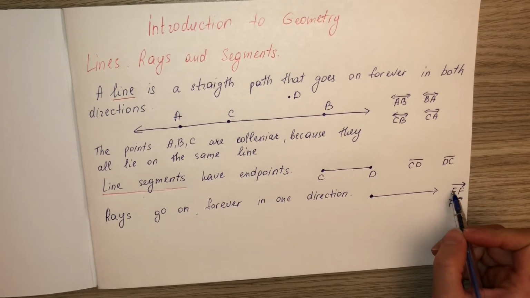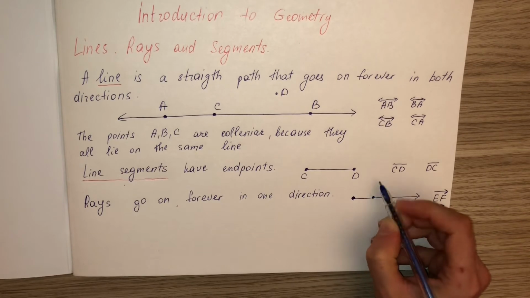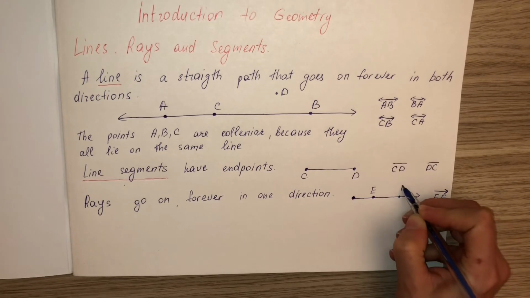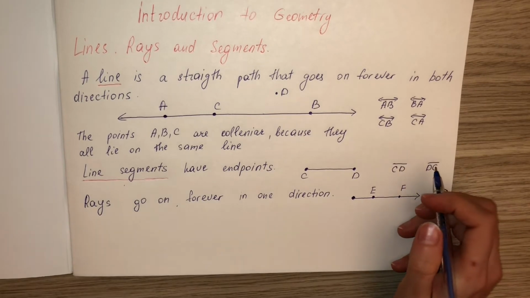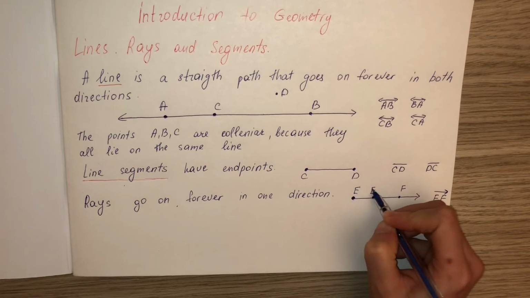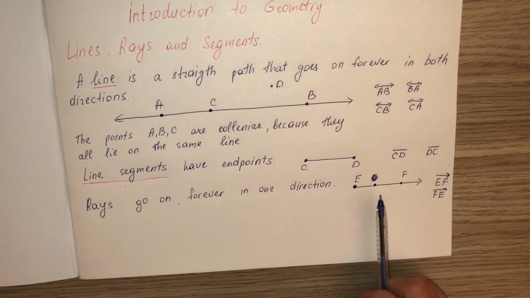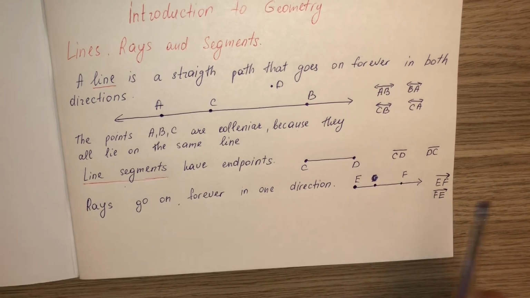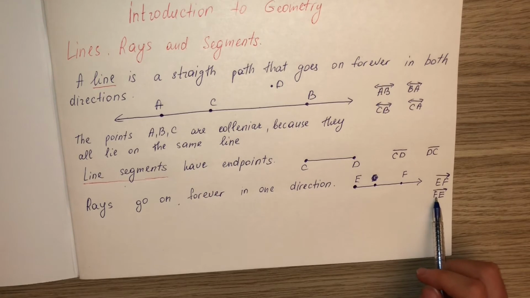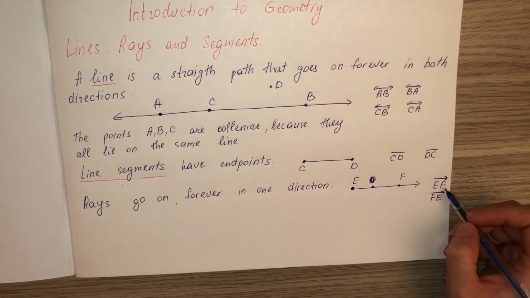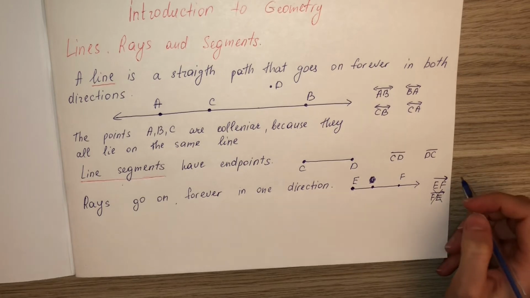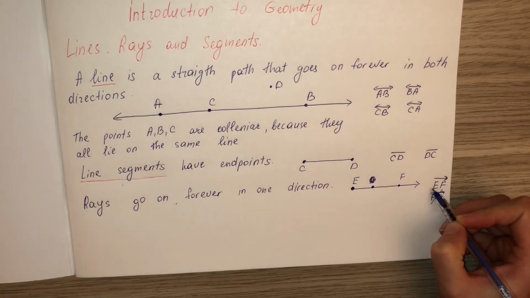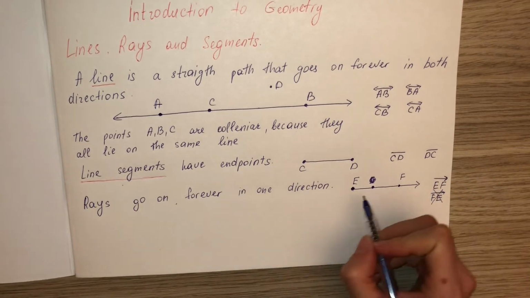But as rays go on forever in one direction, the name of a ray can be just one. For example, let here be E and let here be F. The name of this ray is the ray EF, but we cannot name this ray as FE. This is not true because the first letter in a ray's name should be the ray's endpoint.